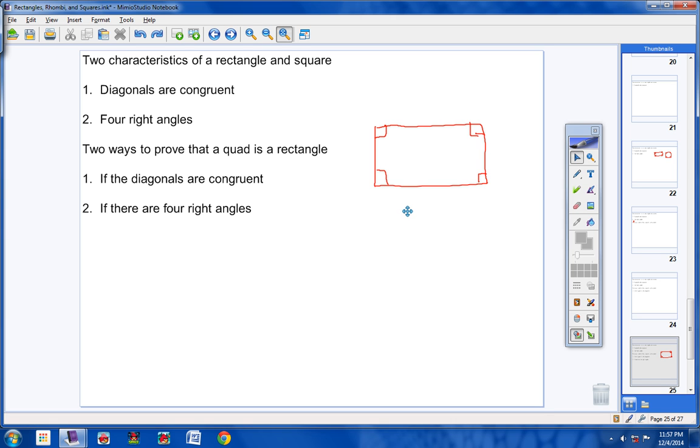Let me pause, let you guys get caught up, okay? 2 ways to prove that a quadrilateral is a rectangle. If the diagonals are congruent, and if there are 4 right angles, either one of those 2 ways will prove that you have a rectangle.